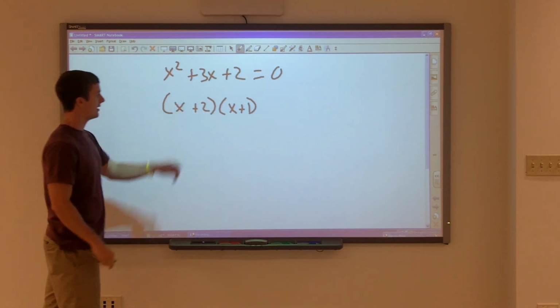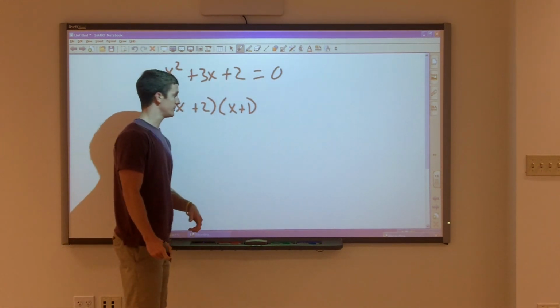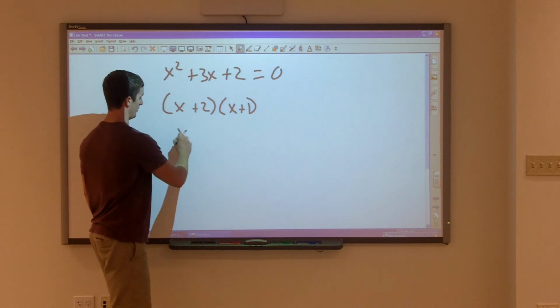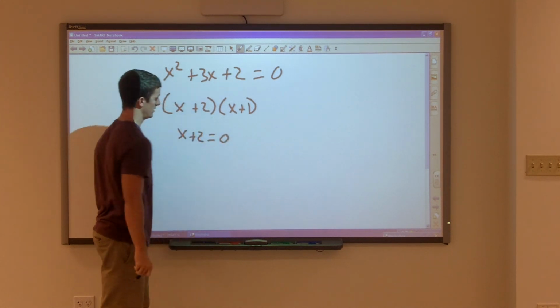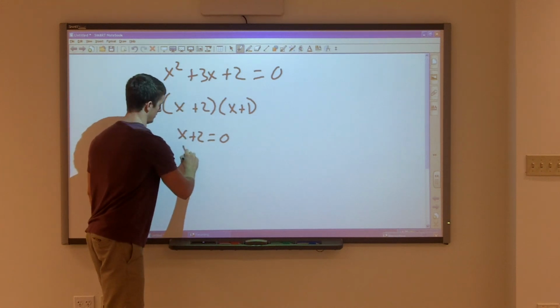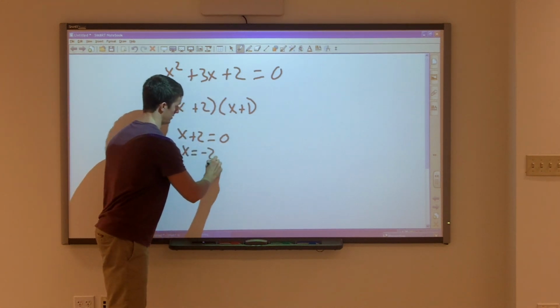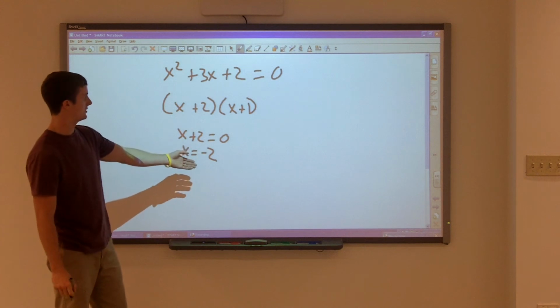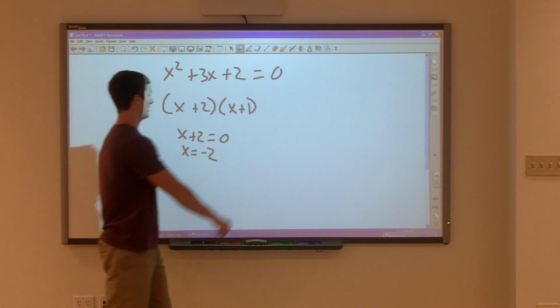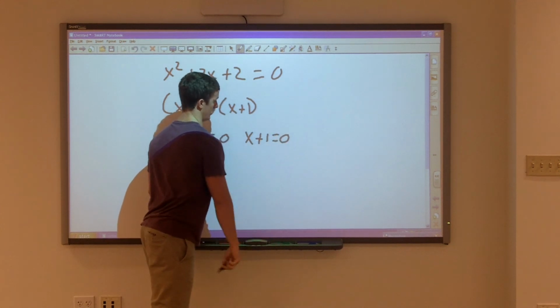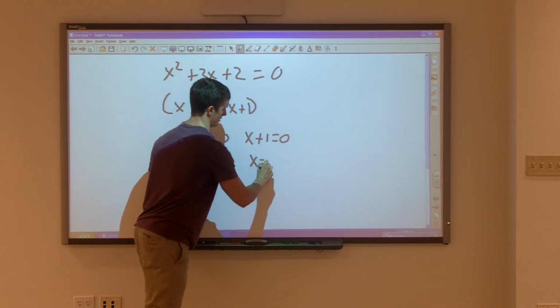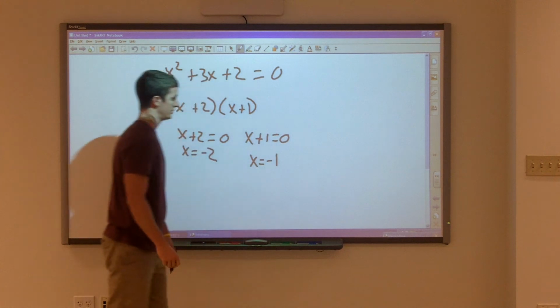So when we factor this out, we can set each term equal to 0. And when we do that, we'll have x plus 2 equal to 0, and then we'll have x equals negative 2. So that could be one potential answer for our x. We could also have x plus 1 equal to 0, and then we'll get x of negative 1.